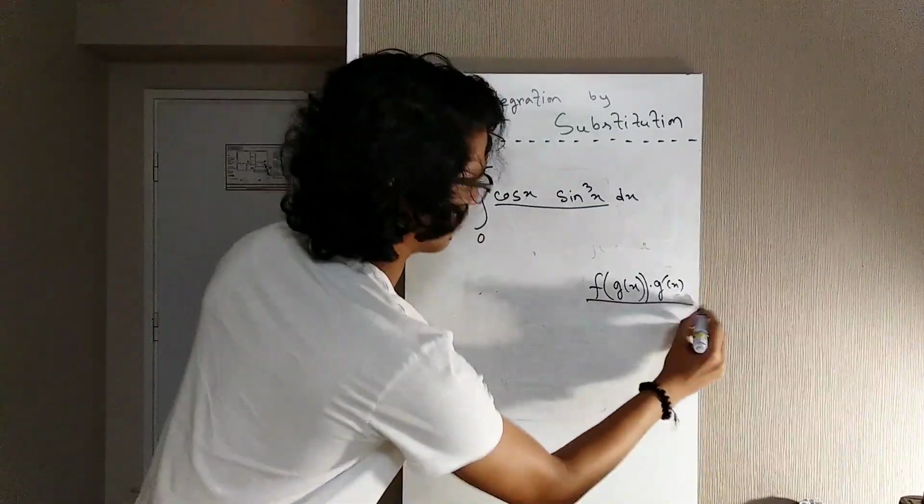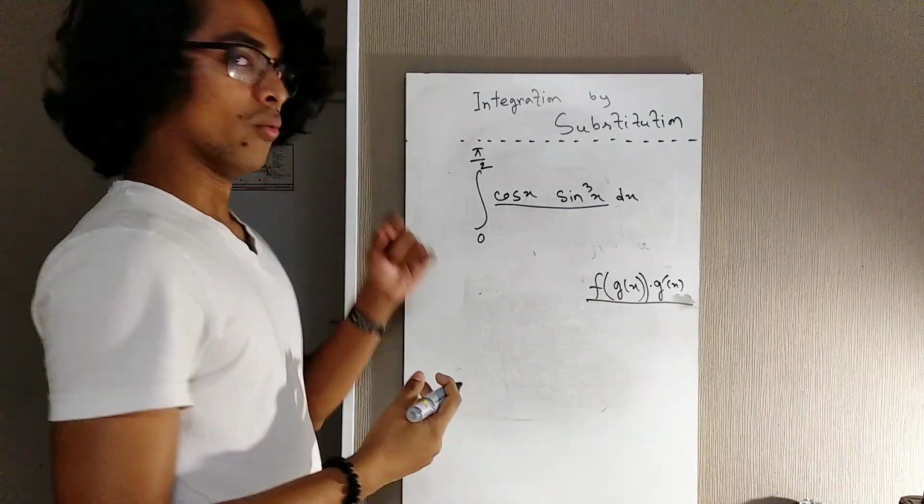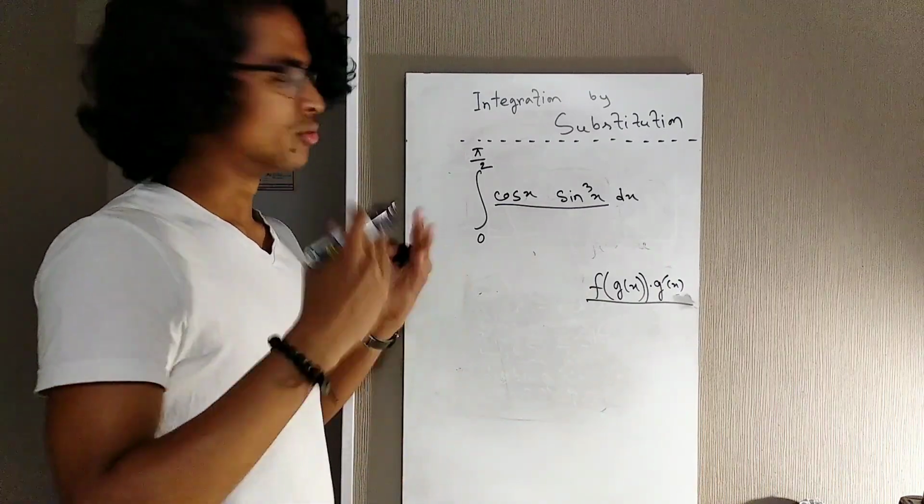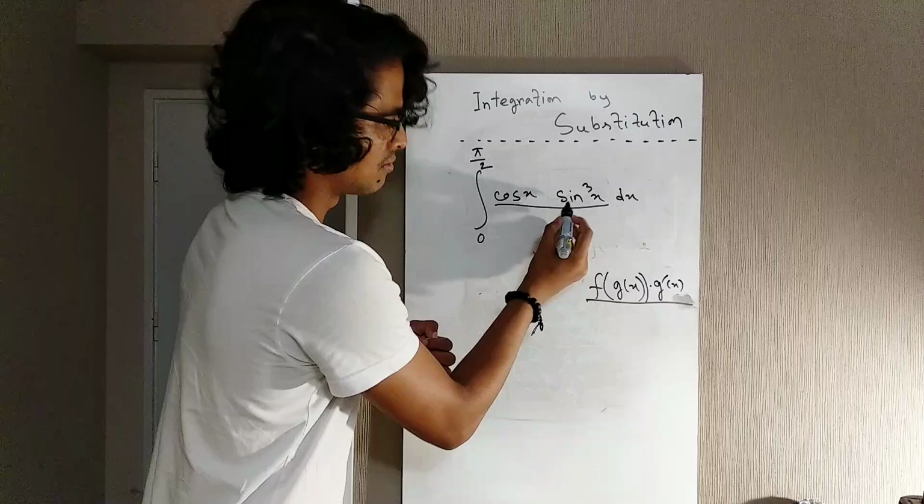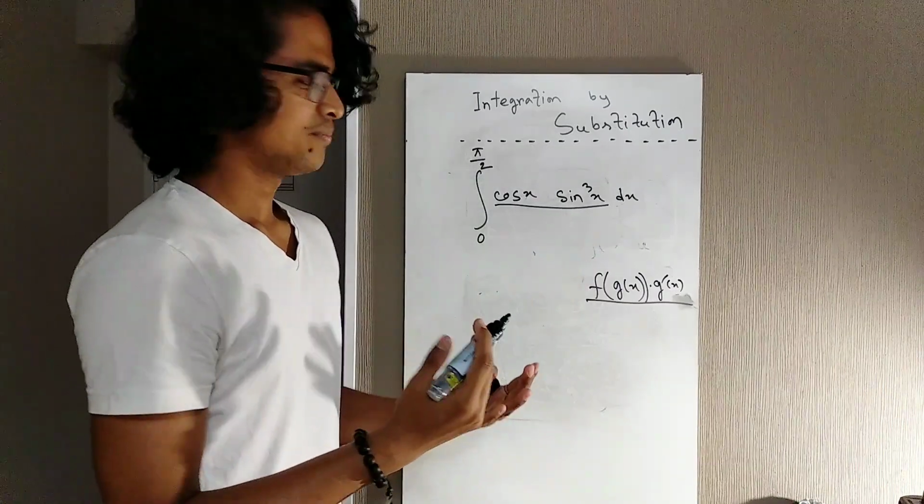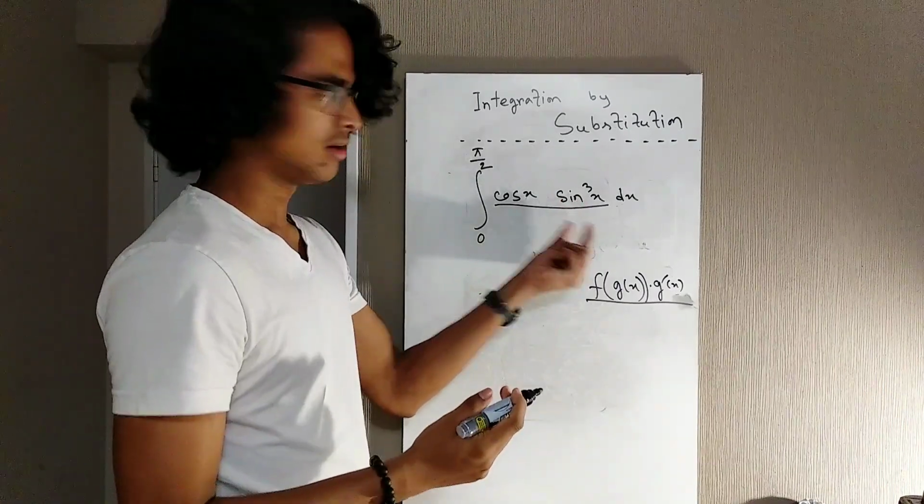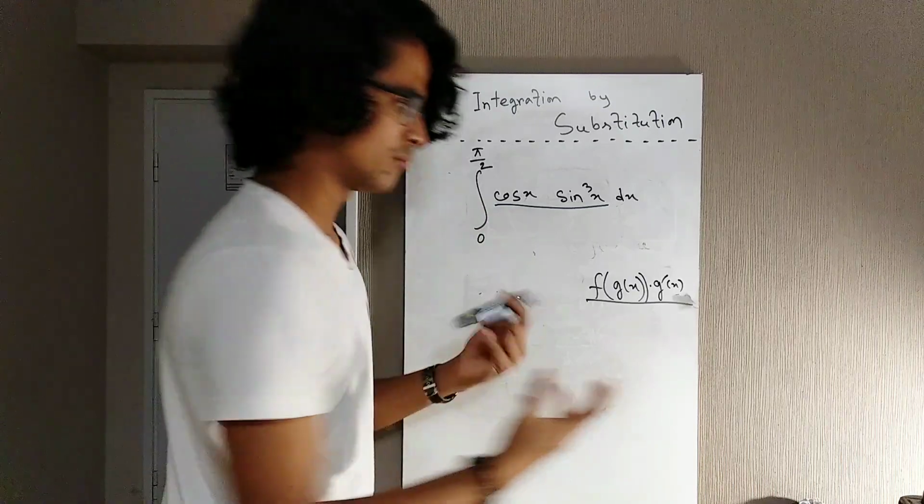So this form, I'll try to convert it to this form. Can we do this? Well, the trick here is to realize that the derivative of sine x is actually cos x, right? So we have a sine function here, a cos function here. Then that means we can do something about it.